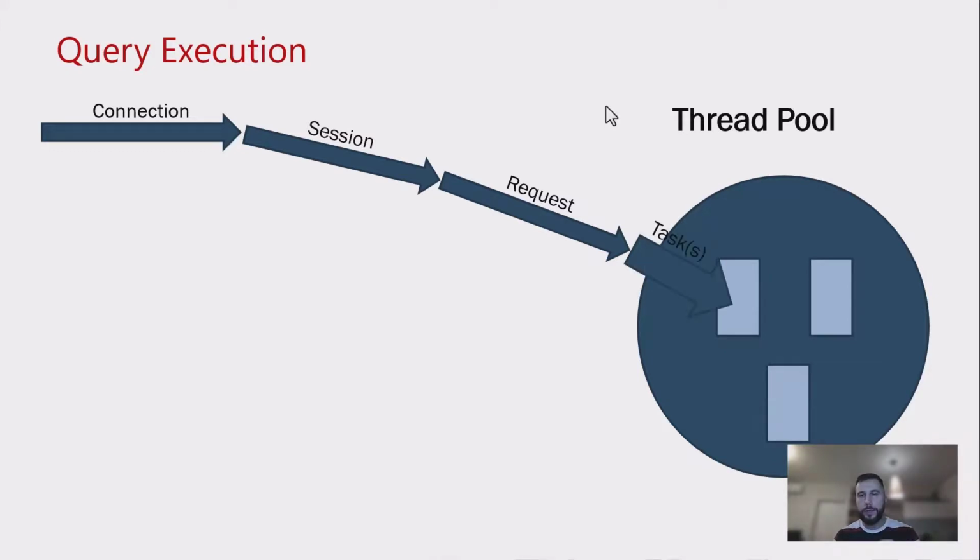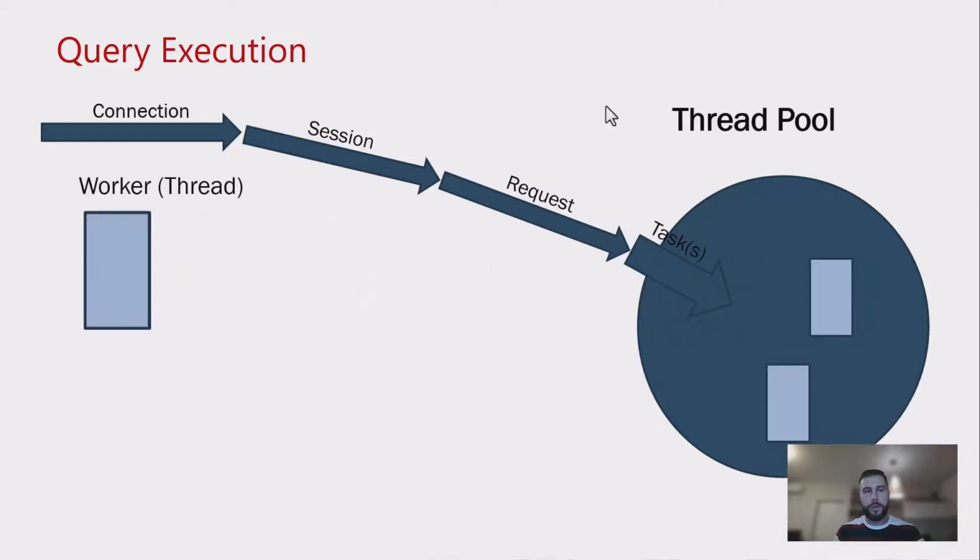For each request, SQL Server creates one or several tasks. It depends on whether the query is parallel or not. If the query is not parallel, it will get one task. If the query is parallel, it will get a task for each thread. And for each task, SQL Server has to give a thread from a thread pool. It's also called a worker.